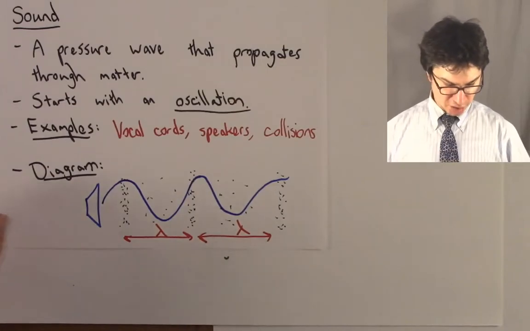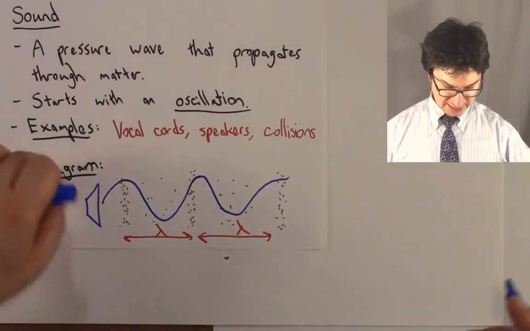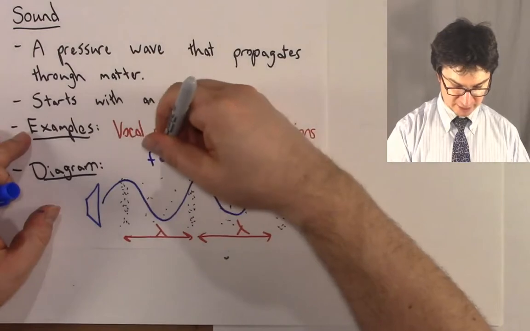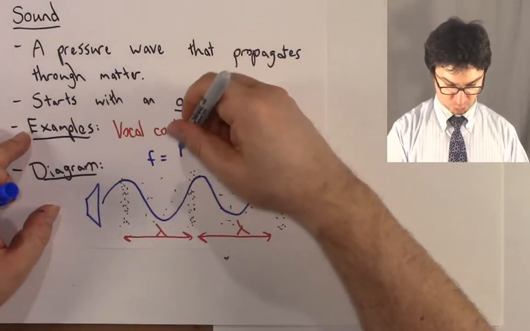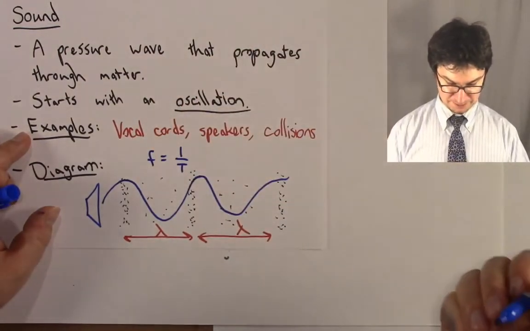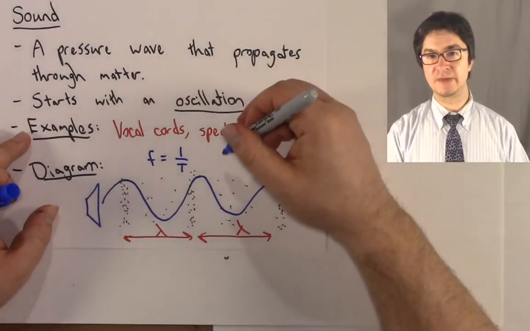All right, another thing that we can talk about here is that the frequency of the wave, which is equal to 1 over the wave period, is represented by the pitch.